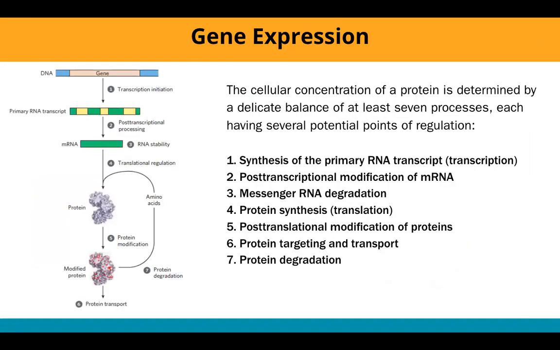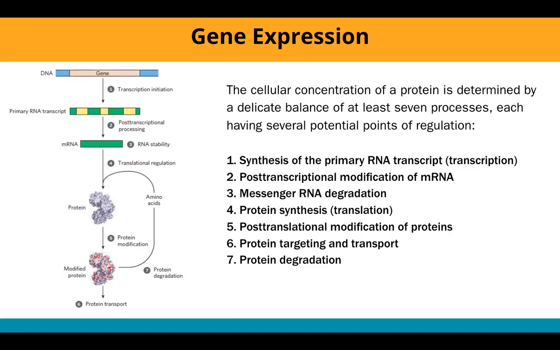Now, before understanding how gene expression is regulated, you have to first review what gene expression is. The cellular concentration of a protein is determined by a delicate balance of at least 7 processes, each having several potential points of regulation. Now we have the process of gene expression, or the central dogma of molecular biology. If you focus more on gene expression, we have these processes.